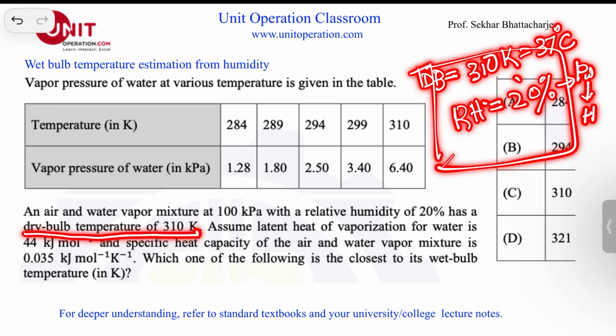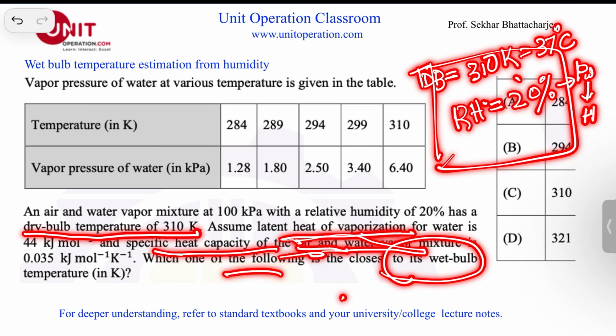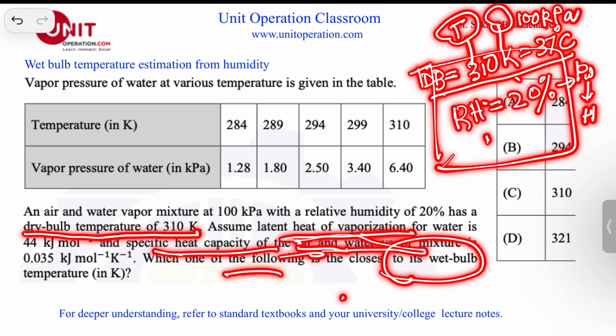The other data are given, like specific heat and latent heat of vaporization. So we have to find out the wet bulb temperature. The problem is that the dry bulb temperature, or the actual temperature which is measured, is given. The pressure is given, which is 100 kilopascals. And the relative humidity is given. We have to find out the wet bulb temperature.